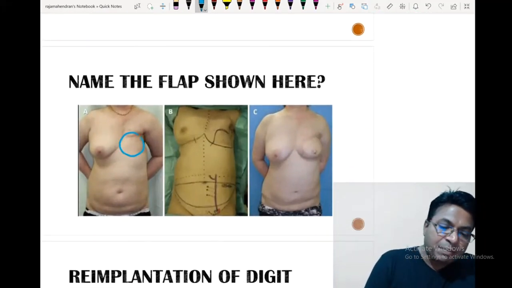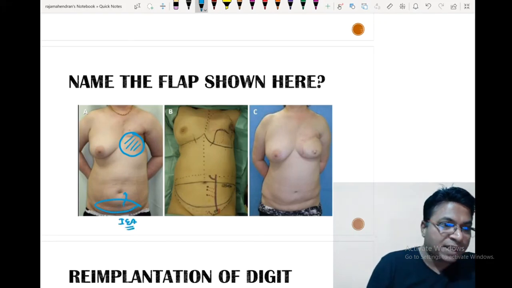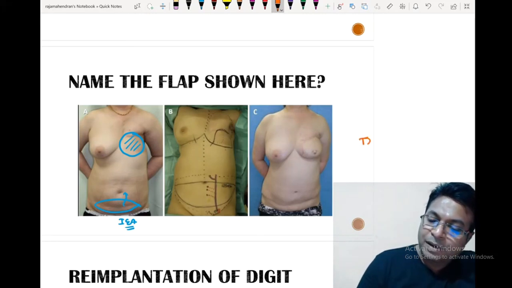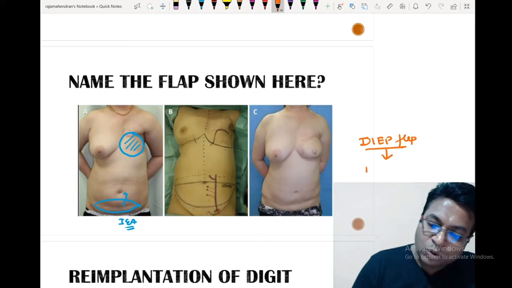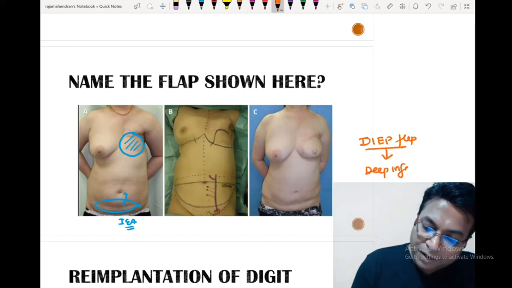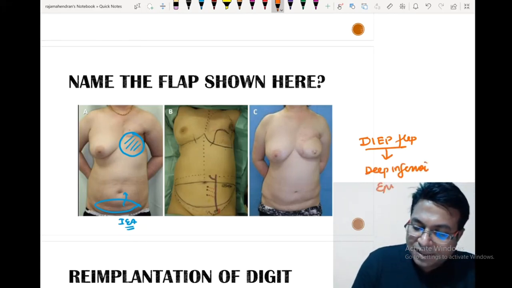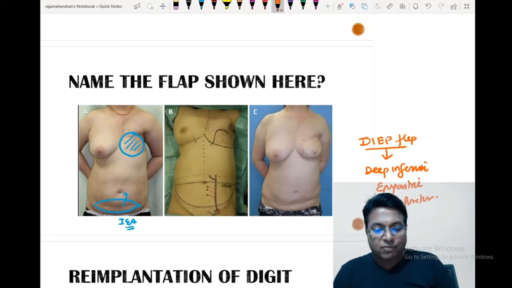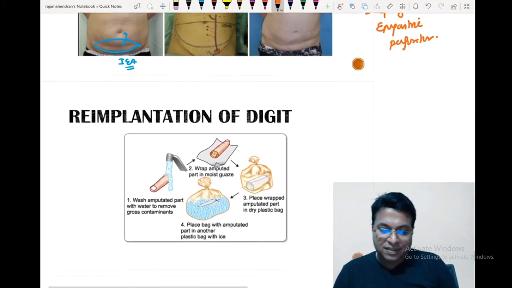A mastectomy has been done here, and for reconstruction of the breast they are using the fat in the lower part of the abdomen based on the inferior epigastric artery. So what is it? That is the DIEP flap. This is a flap used for breast reconstruction known as deep inferior epigastric perforator flap, shown here for breast reconstruction.